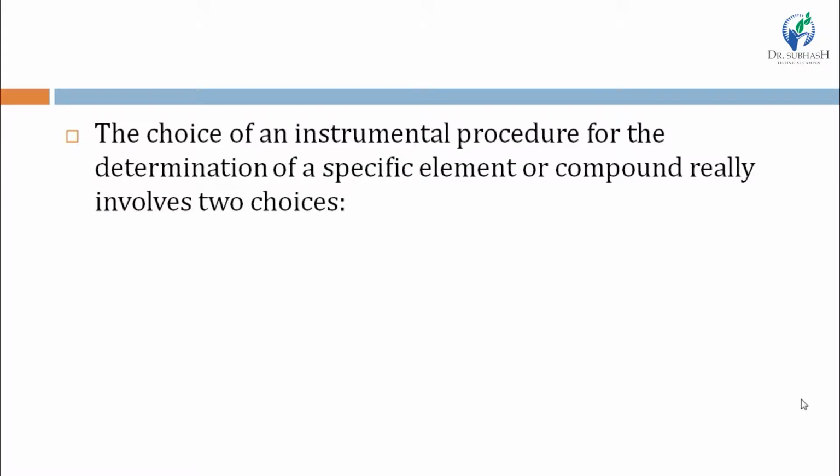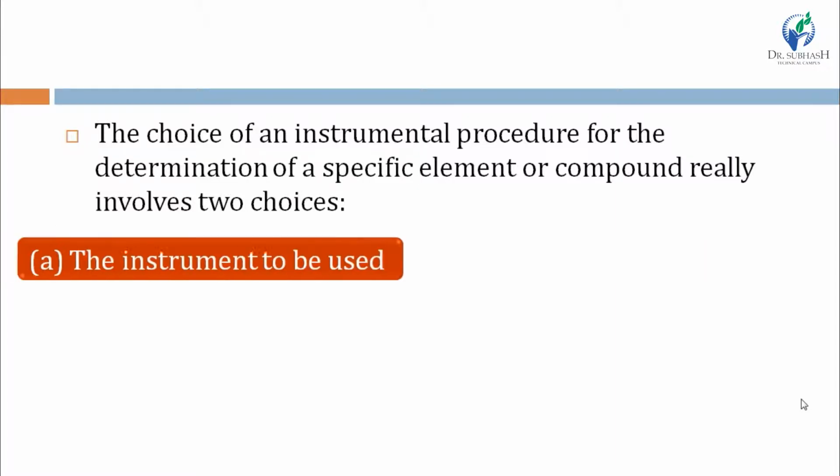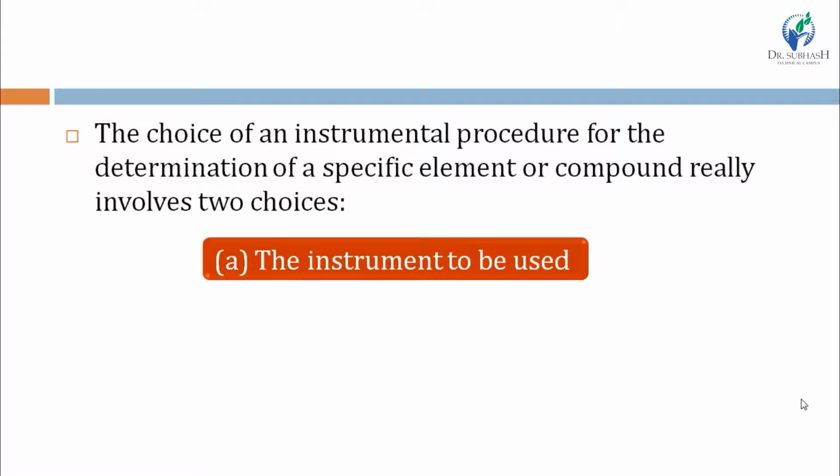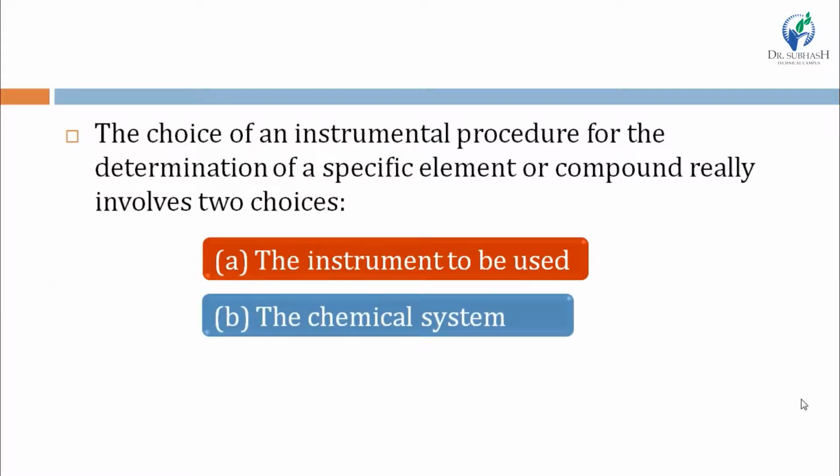Then a very important task in the analytical procedure is the choice. The choice of an instrumental procedure for the determination of a specific element or compound really involves 2 choices. First choice is the instrument to be used, and the second choice is the chemical system. Many times, the instrument is chosen based on the chemical system, means our sample, while other times, the chemical system is chosen based on the instrument to be used. This is a correlated process.